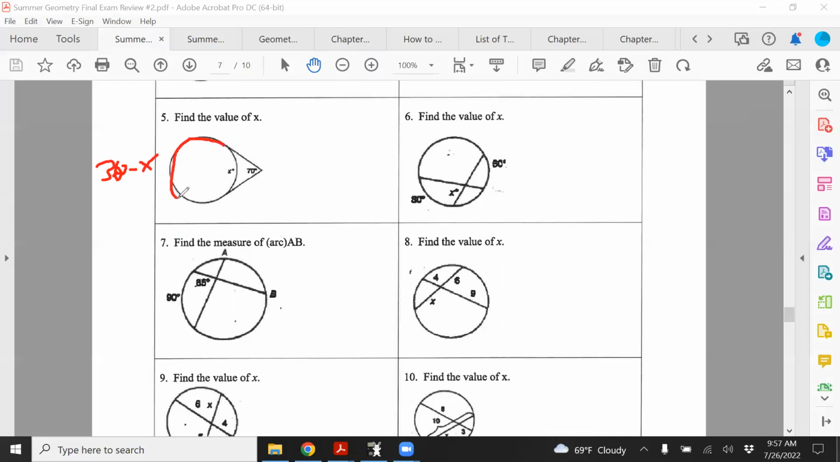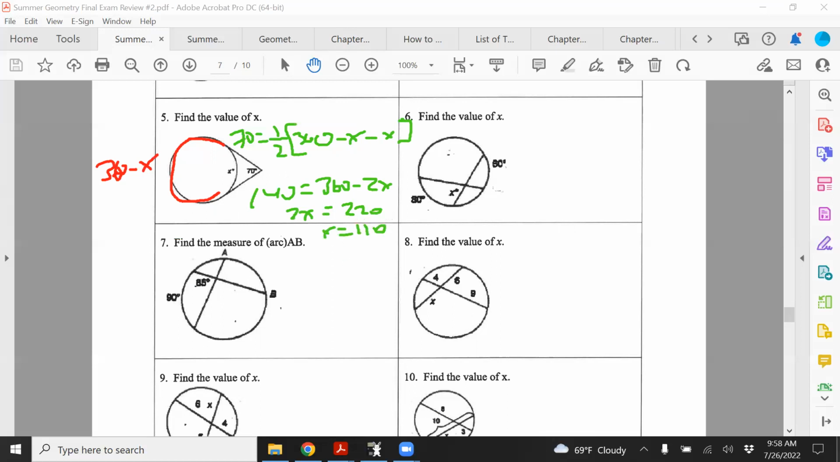This part right here. So what are you going to do? You're going to do 70 is half of the big angle minus the little angle. 140 equals 360 minus 2x. 2x is 220. X is 110.